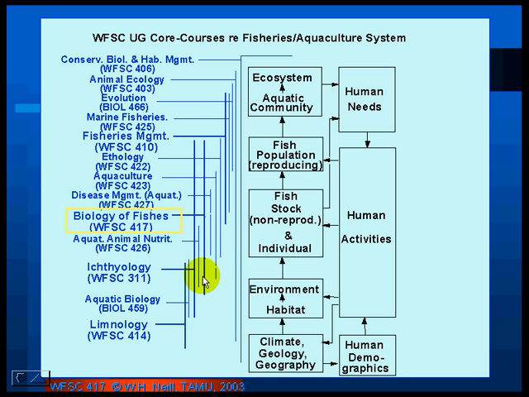My course, for example, spans from environment and habitat up to and including some population biology, but most of the emphasis in the course is on the relationship between environment and the individual fish.